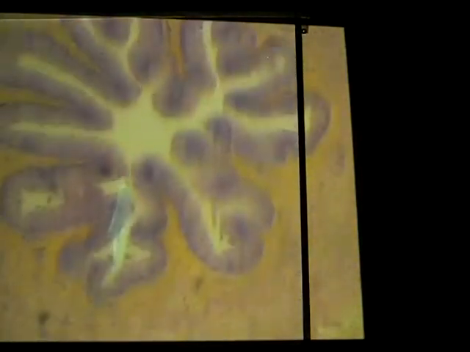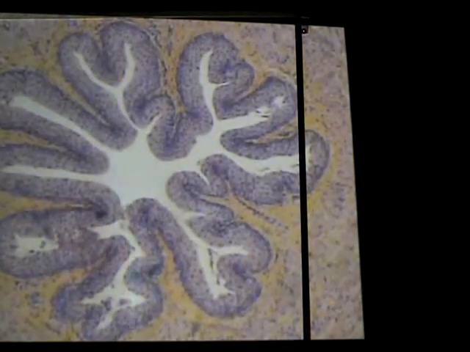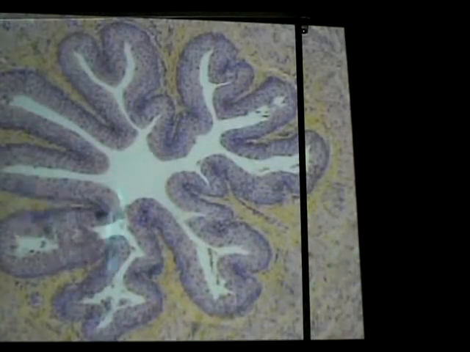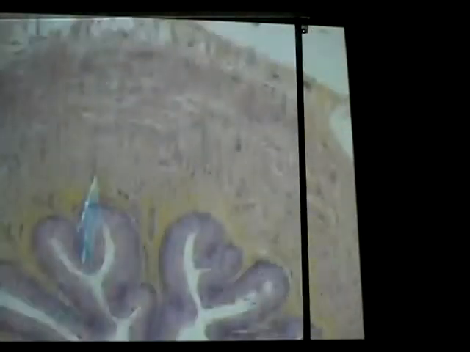Alright, so we have this single tube, and usually it has kind of a star-shaped lumen. So you see kind of a star shape here, these little parts projecting outwards. And you're going to have a little bit of smooth muscle in the walls.